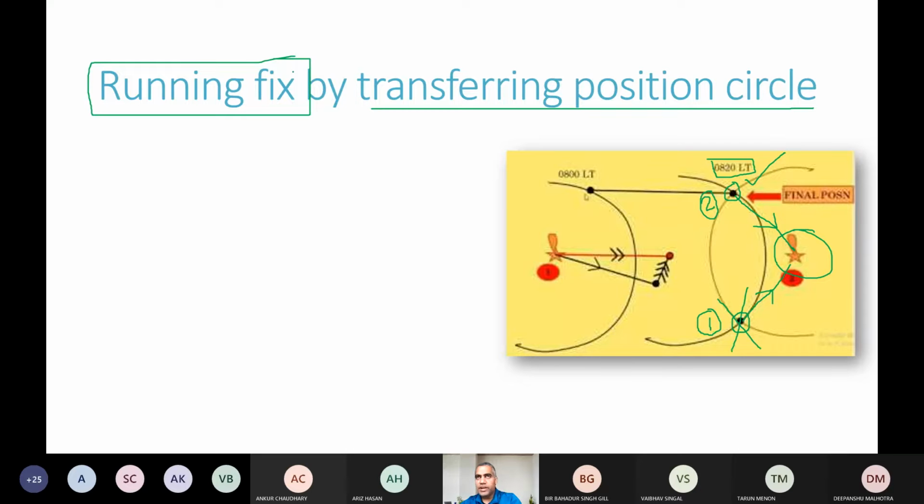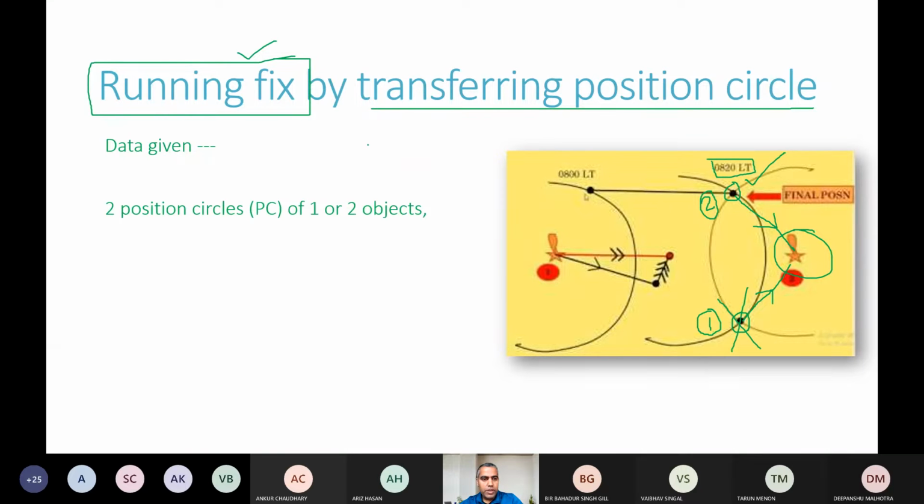We do a running fix by transferring a PL also, and if we obtain a position by transferring a PC, a position circle, it is also called a running fix by transferring a position circle. So let us see now what is the data given in these types of questions, and let us try to plot it on the chart. Let us see if we have two position circles, how do we plot them on the chart and how do we obtain our positions.